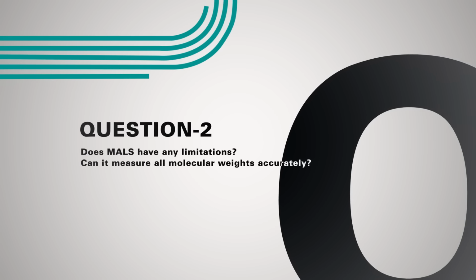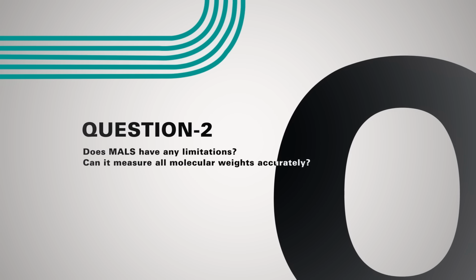Oh, I see. So is there a limitation in terms of its capacity to detect or measure molecular weight? Does it discriminate? Can it only be used for polymers, or can it be used for biomolecules such as proteins, antibodies, viruses, particles, and things like that? Can you explain a little more about that?